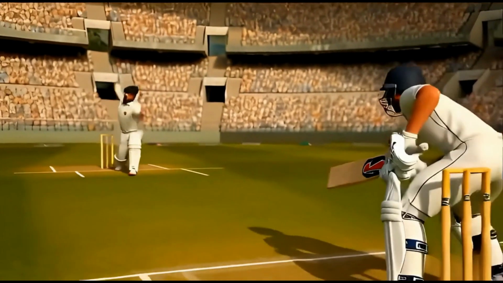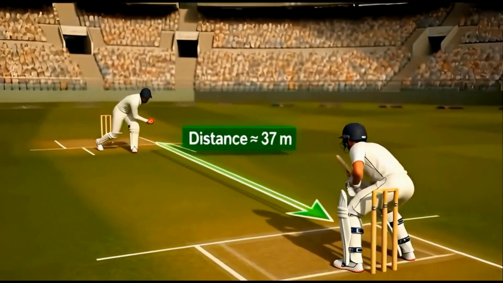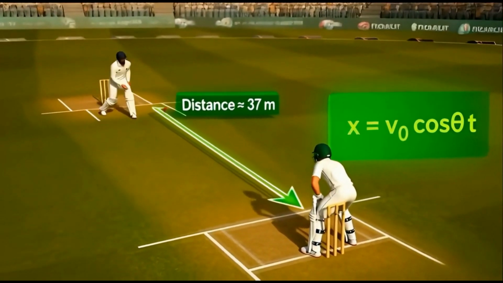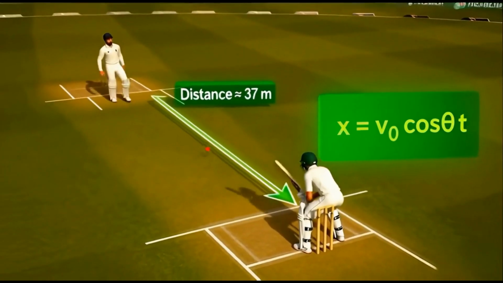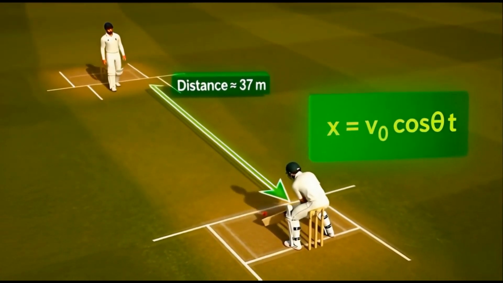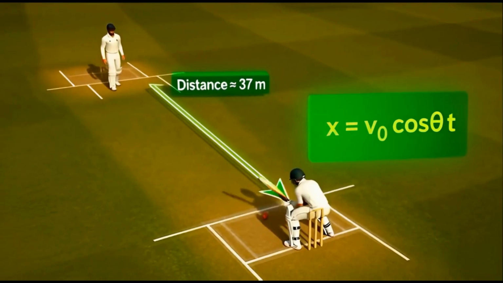The total time the ball spends in the air is known as the time of flight. This duration depends on the initial speed of the ball and the angle at which it was released. Using the principles of projectile motion, we can calculate exactly how long the ball remains airborne before reaching the batsman.